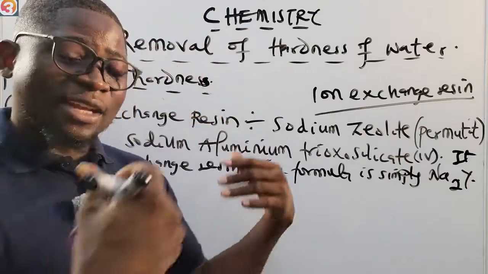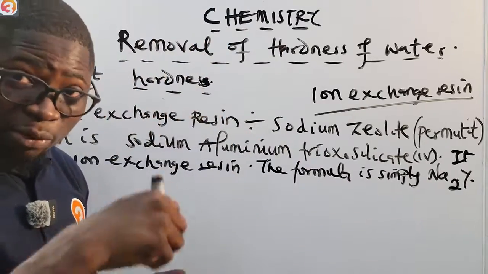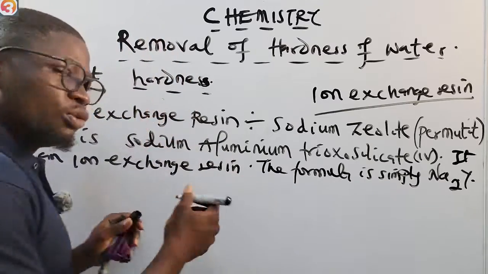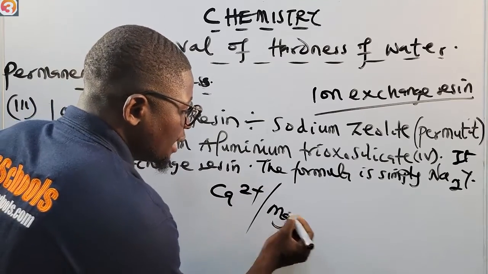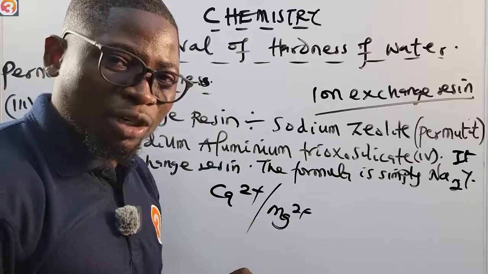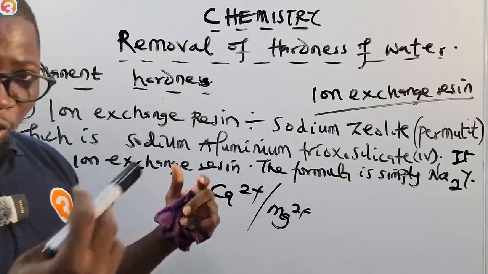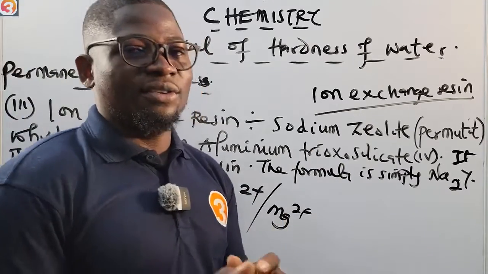Once it enters into the water, it displaces the calcium ions in the hard water. Hard water contains calcium or magnesium ions, so it will displace either the calcium ion or the magnesium ion in the water. Once it displaces them, the calcium ion that has been displaced will now stick itself to the resin.